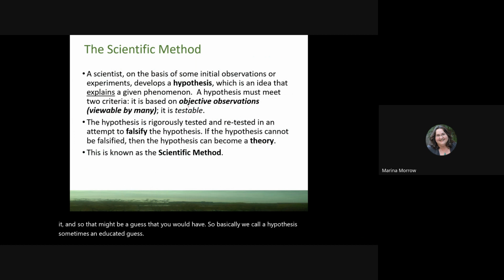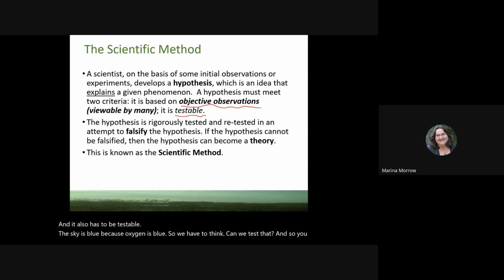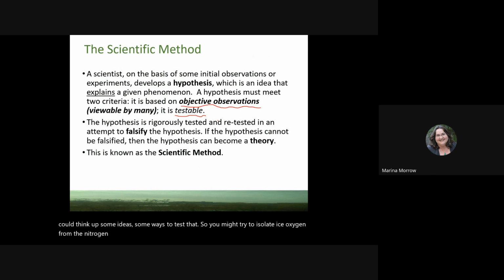Now, it has to be based on two criteria: objective observations, that's the idea that the sky is blue, and it also has to be testable. Okay, so the sky is blue because oxygen is blue. So we have to think, can we test that? And so you could think up some ideas, some ways to test that. So you might try to isolate oxygen from the nitrogen in the air, maybe have it in the lab, check it out. Is it blue?